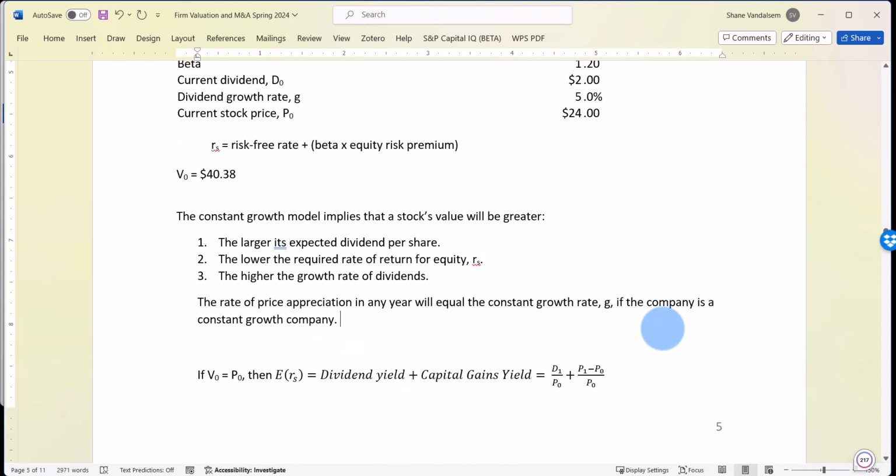And so what I have here says if the intrinsic value of the firm is equal to the price today, then the expected required rate of return on equity is equal to the dividend yield plus the capital gains yield. The dividend yield is the next annual dividend expected to be paid divided by the price today.